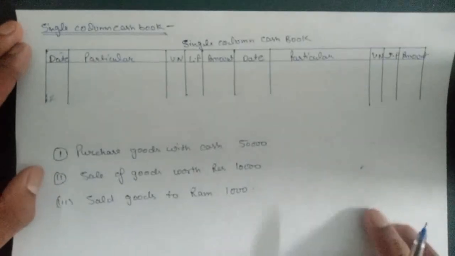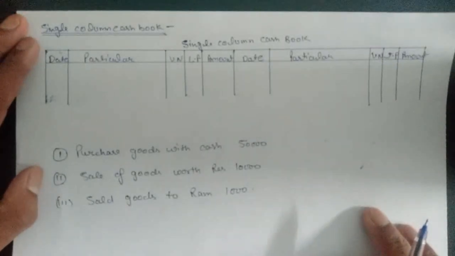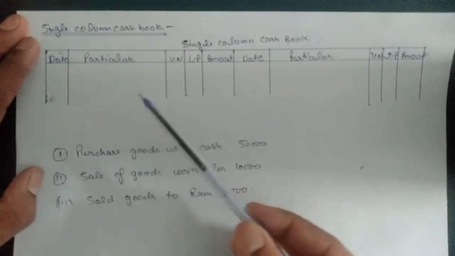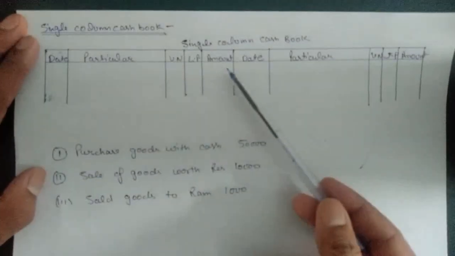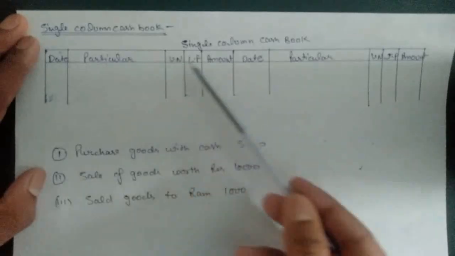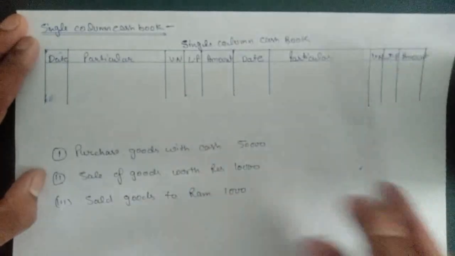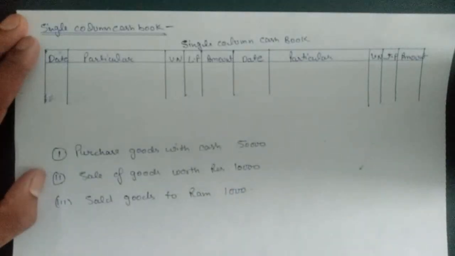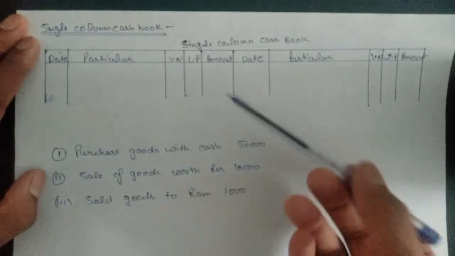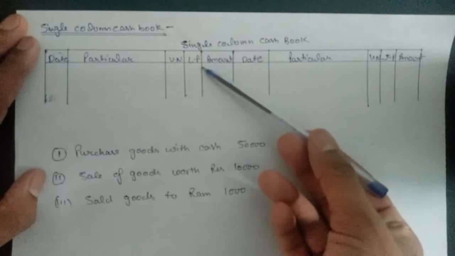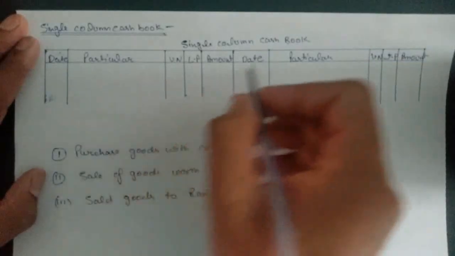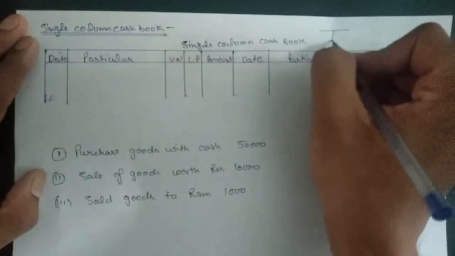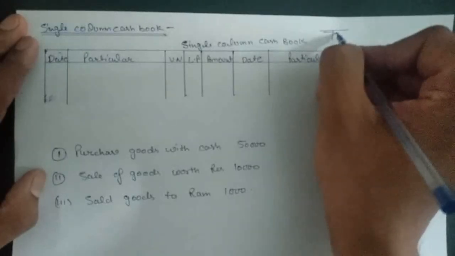This is the format for single column cash book. As you see, it's like a ledger account in which we have particulars and amount, and these are voucher number and ledger folio. We have it in every book. In journal we have ledger folio, in ledger we have journal folio, in single column cash book we have ledger folio. So it's like a T-shape account in which this is the debit side, this is the credit side.